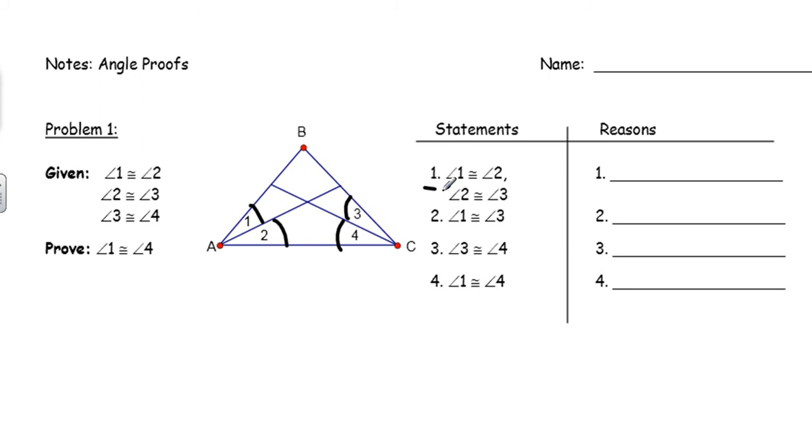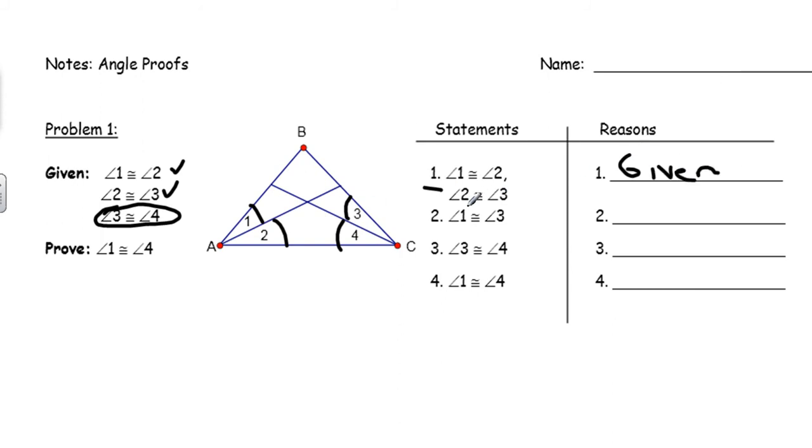Okay, I'm looking at statement number 1. It says that angle 1 is congruent to angle 2, and we have that in our given. Angle 2 is congruent to angle 3. That's in our given. And then it stops there. So we left out this angle 3 is congruent to angle 4. That's okay, but just remember that we left that out because in the future it's probably going to show up back here somewhere in the proof. And the reason will still be given. So number 1 is given because those two things were given to us.